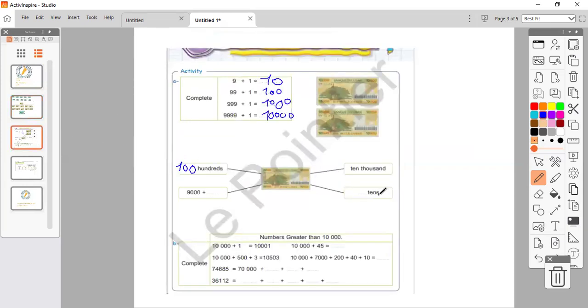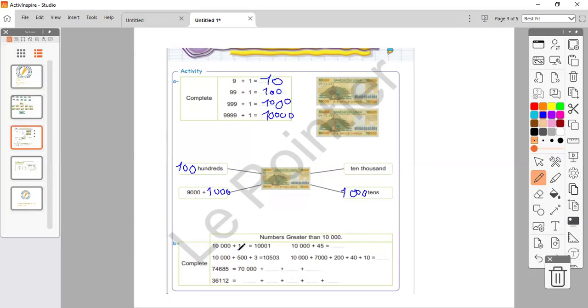And also they are asking about the tens. From how many tens is the 10,000 formed? It's formed from 1,000 tens. And now this is the last one. 9,000 plus what gives me 10,000? 9,000 plus 1,000. Now we will start here with numbers greater than 10,000.